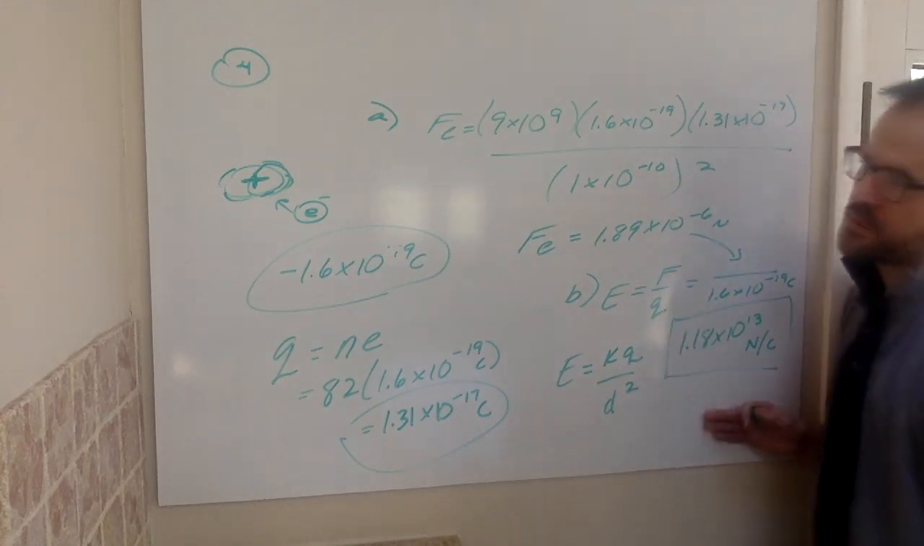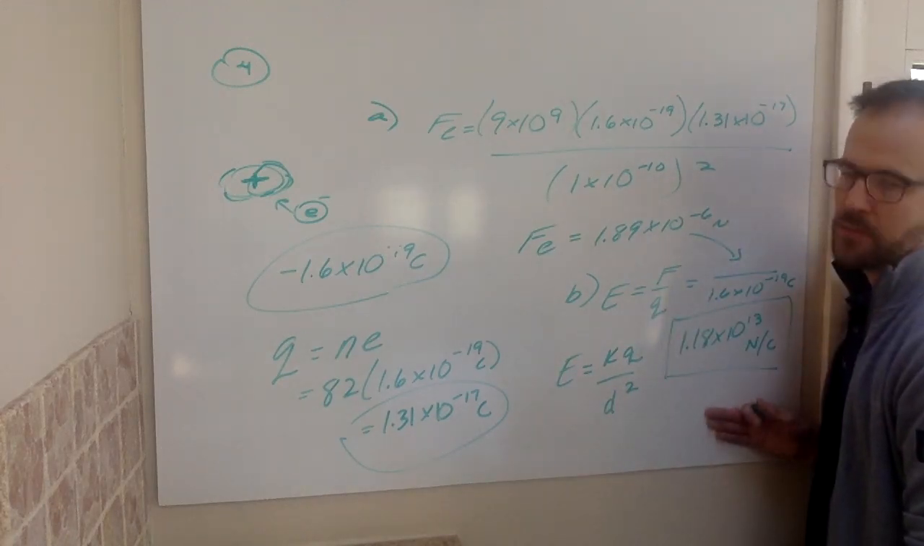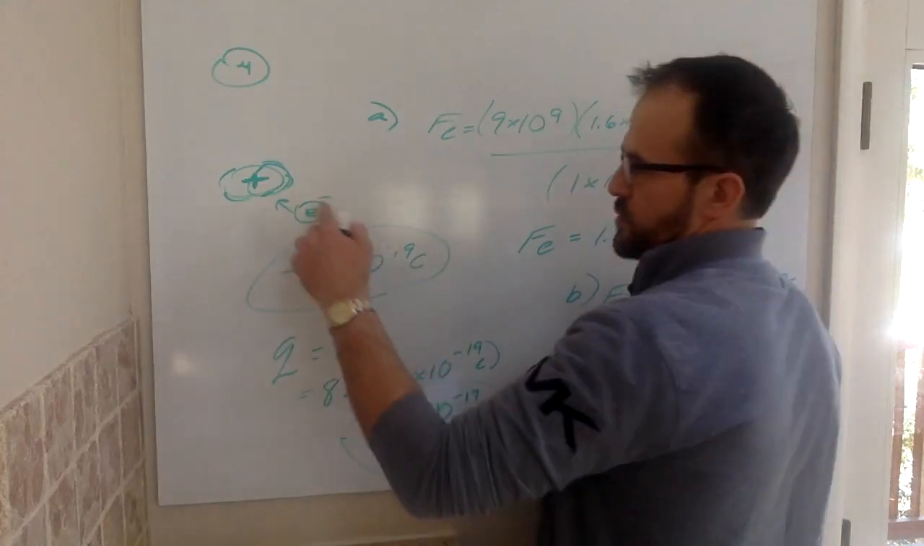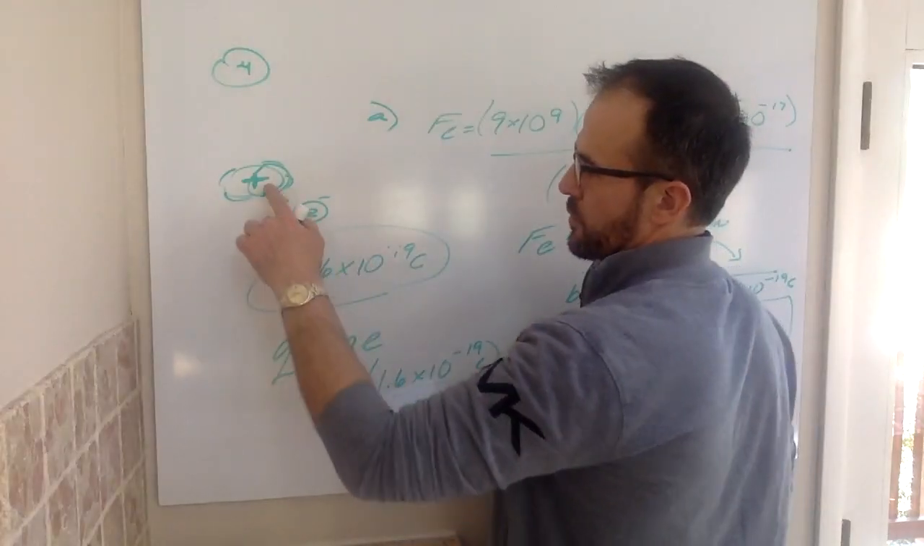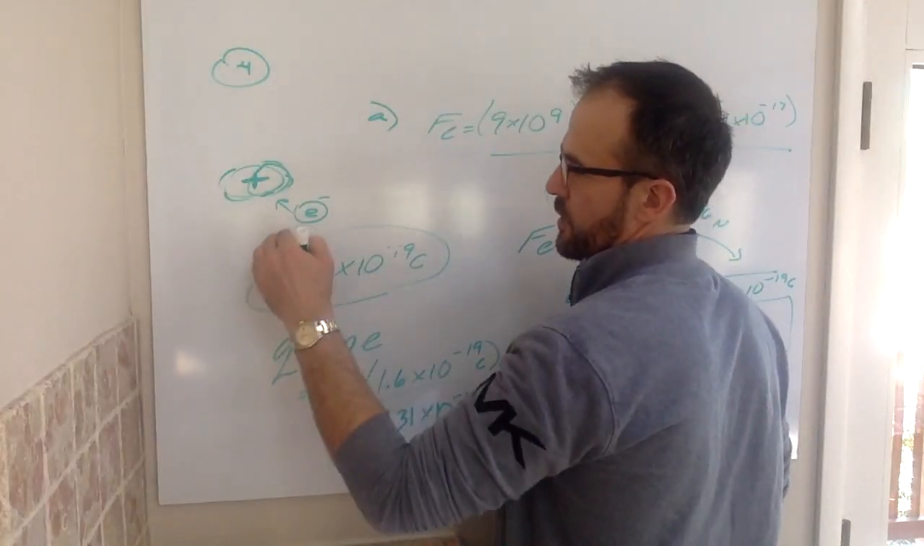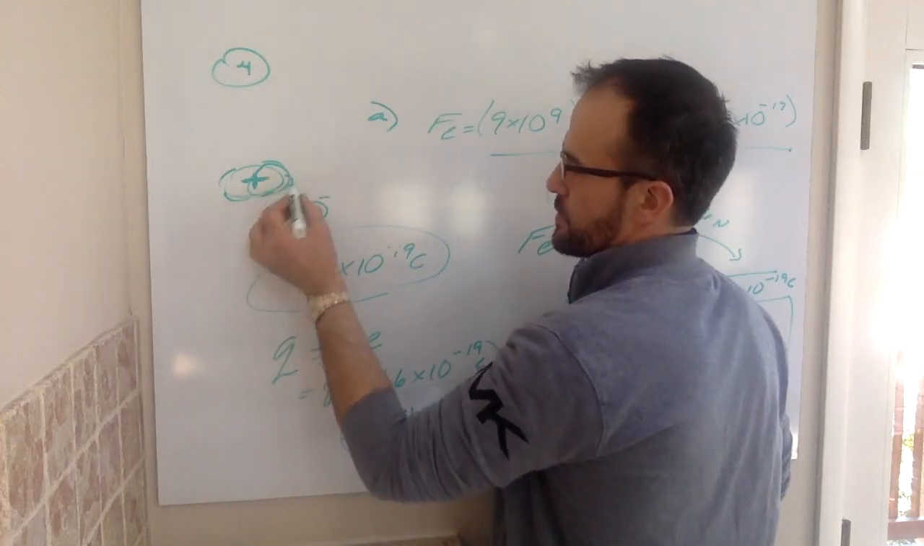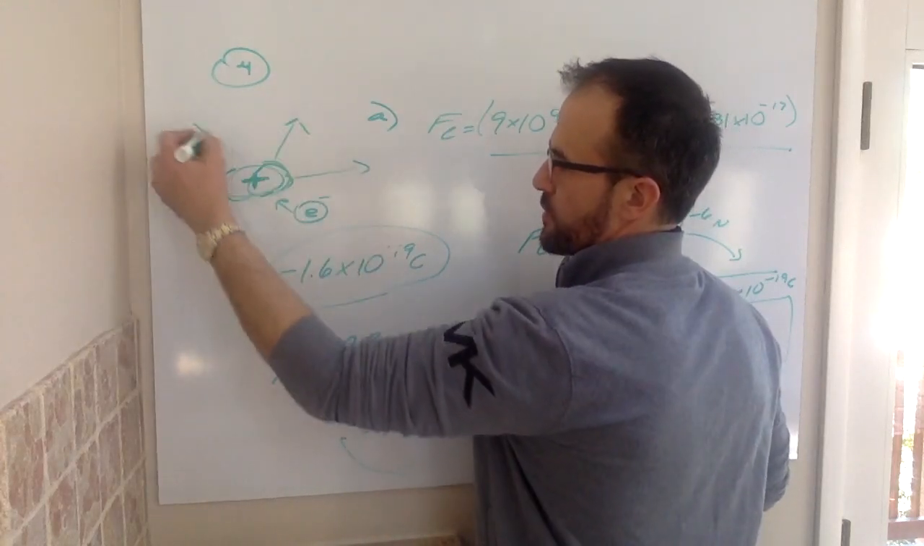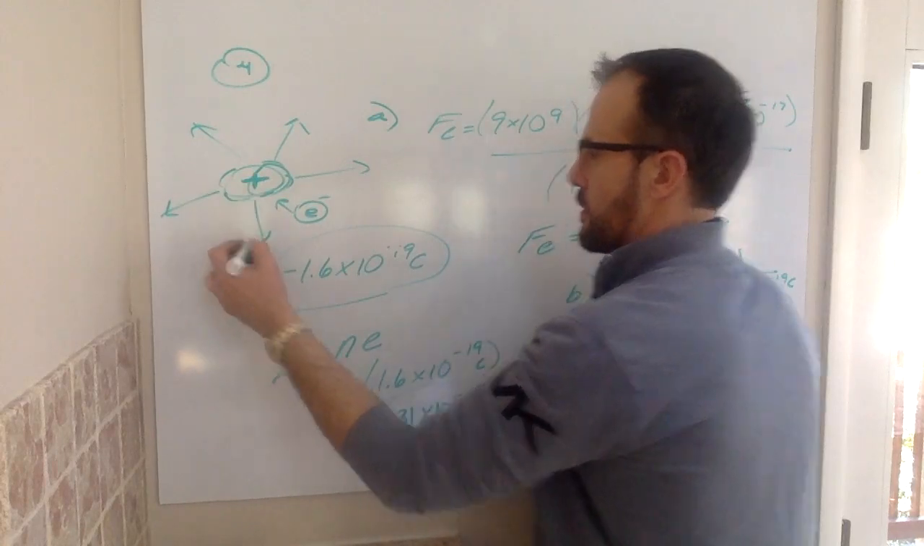And the direction of this field is always the direction a positive particle would go. So the field around the proton there, the nucleus, is away. So if I was to draw the electric field, I would draw it this way.